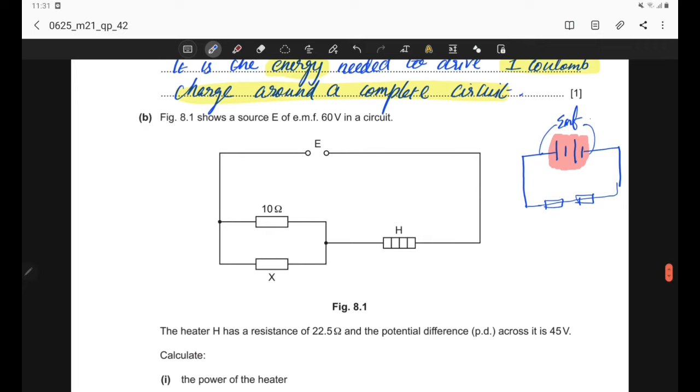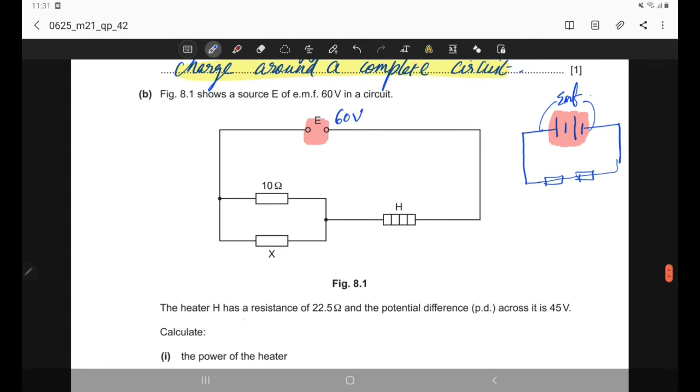Part B, figure 8.1 shows a source E of EMF 60 volt in a circuit. So we have seen EMF is nothing but the voltage across a power supply or a cell. So here this is the power supply to this whole circuit, and this EMF is given, that is 60 volt. The heater H has a resistance 22.5 ohm and the potential difference across it is 45 volt. Calculate the power of the heater.